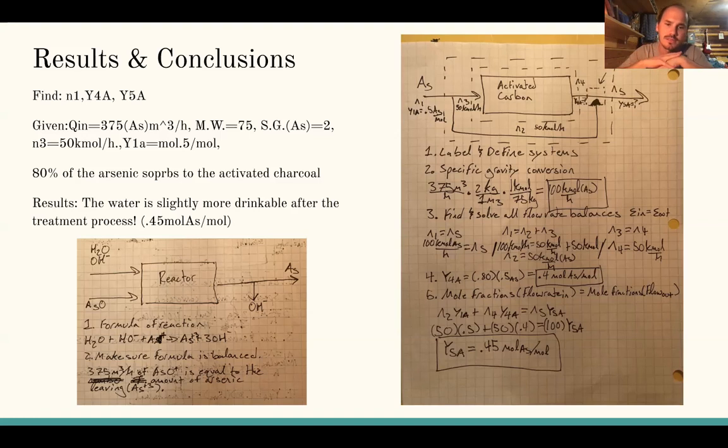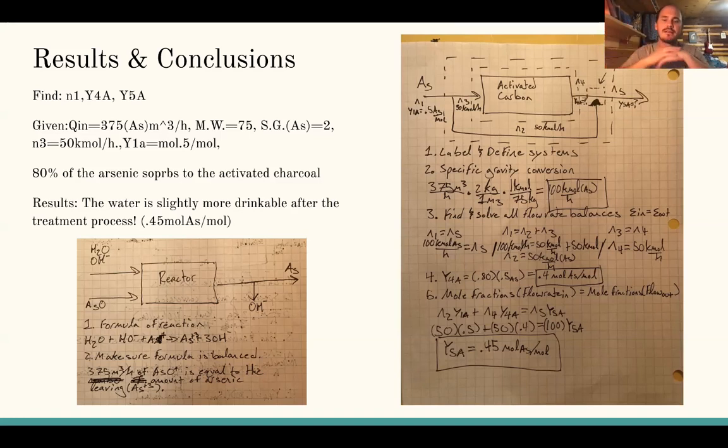All right, so that brings us to the second graph. So we now have the arsenic leaving. The hydroxide is just completely removed. All right, the first thing we're going to do with the activated carbon system is label and define everything. There's a lot of flow rates. We're trying to make the flow rate that's going in equal to the flow rate that's going out, so there's not going to be any other sort of stream that's leaving.